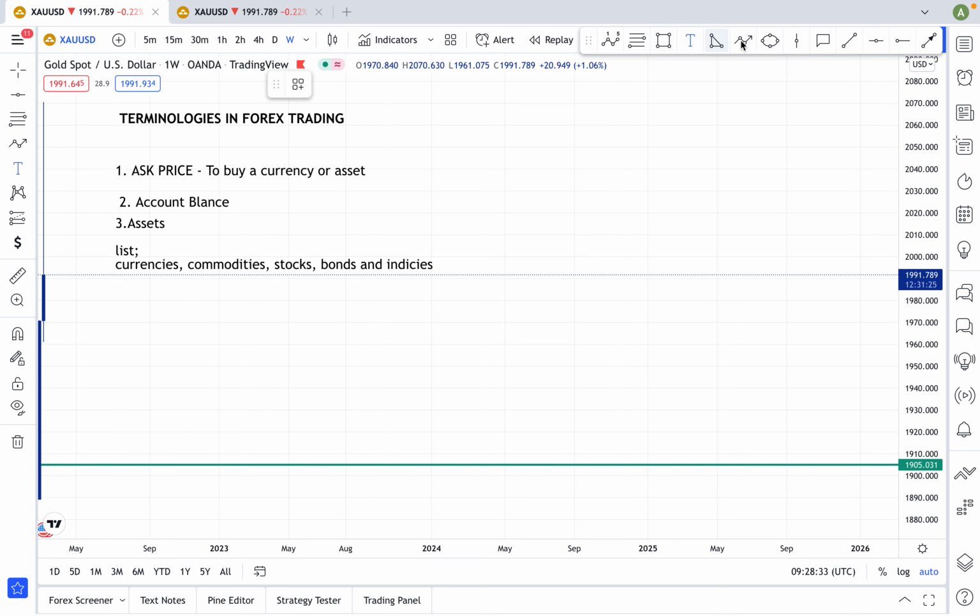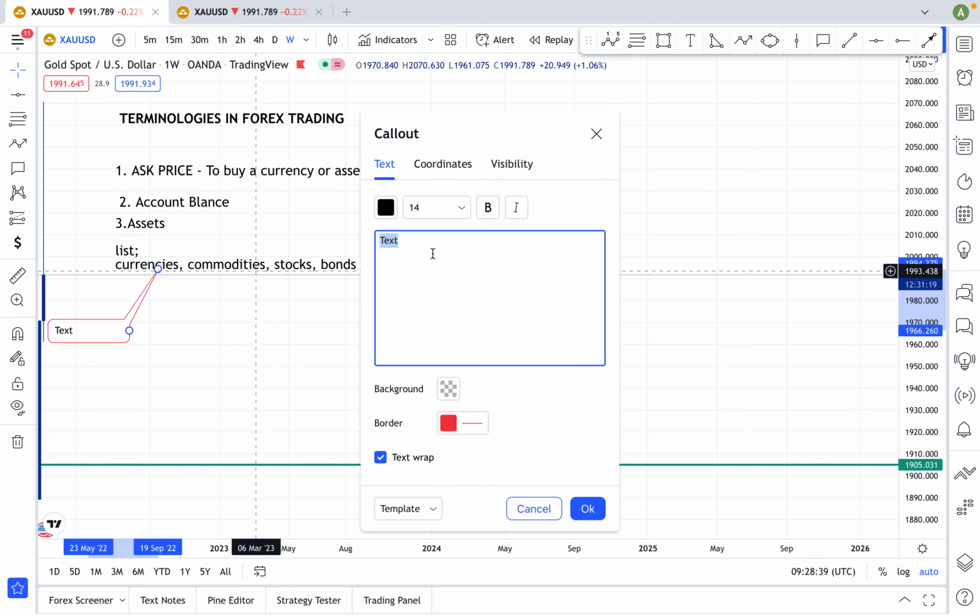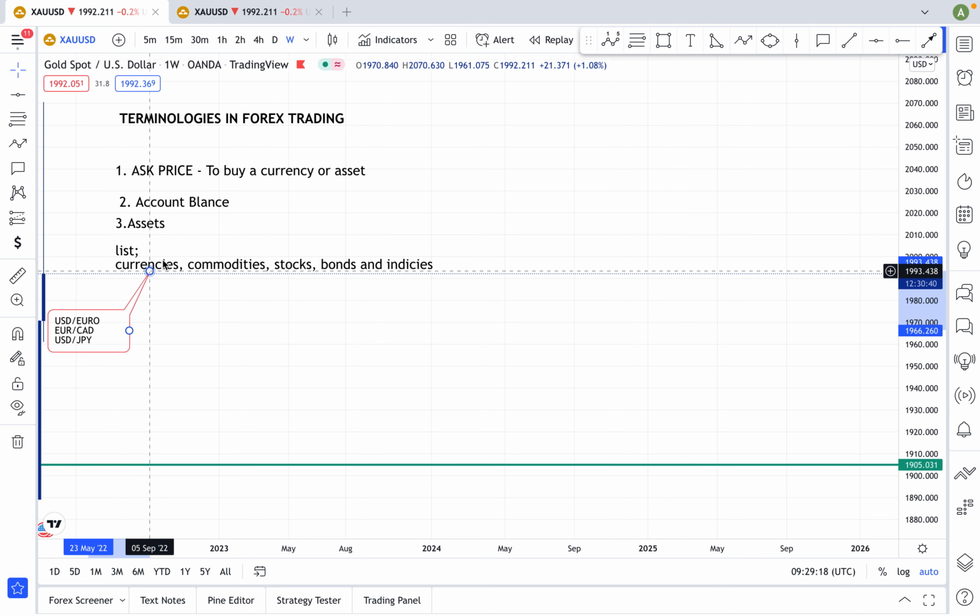Okay, let me explain more about the assets, because we have different things that you can trade in the market, a lot of things. So here now we have USD, Euro, a lot of them, right? EUR CAD, USD JPY. Anything named currencies, as far as it is a currency, that's the asset you are trading.